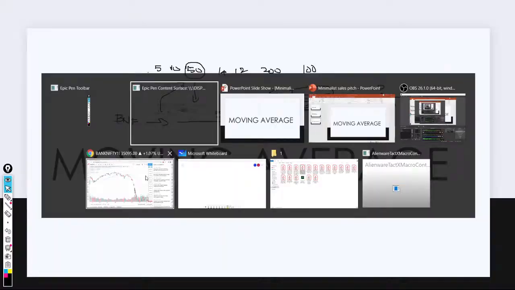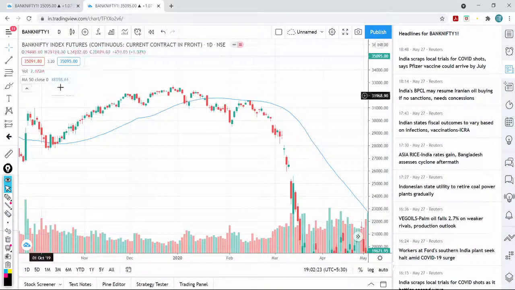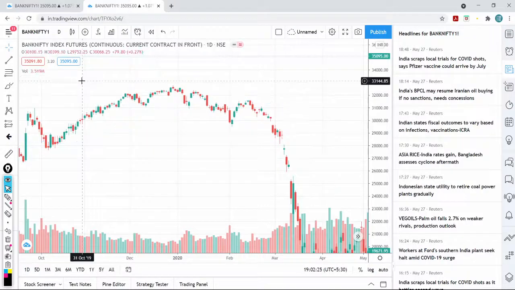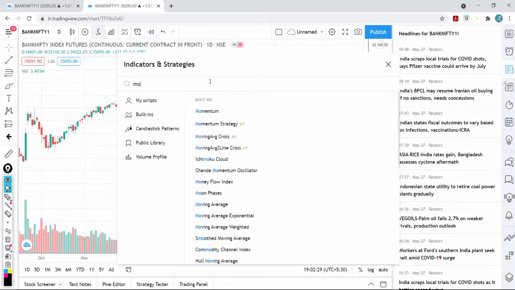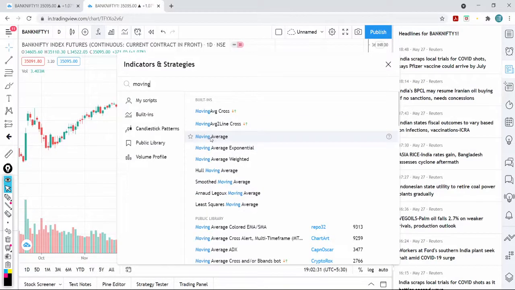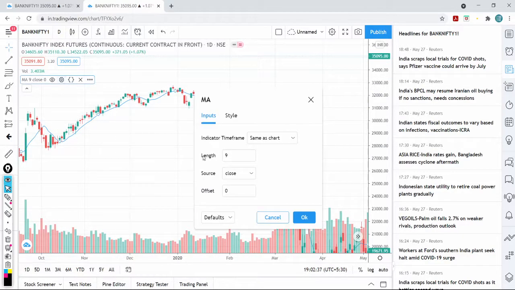So let me show an example. I have already added a 50 moving average. Okay, I will cancel and re-add it. You can add it in every platform. You just need to search for moving average. You will see moving average here. You need to click on it. It will ask for a length or point, whatever as per your platform: 50.